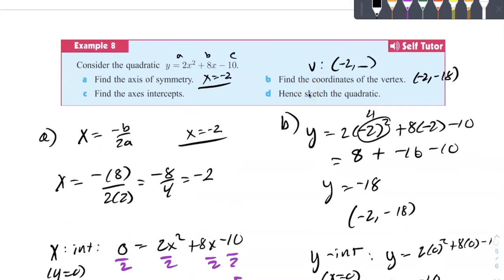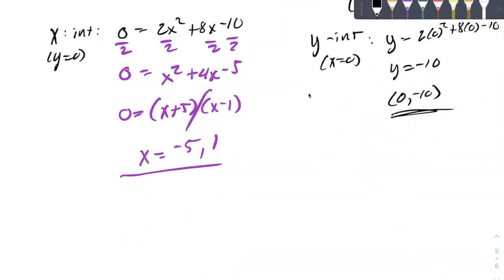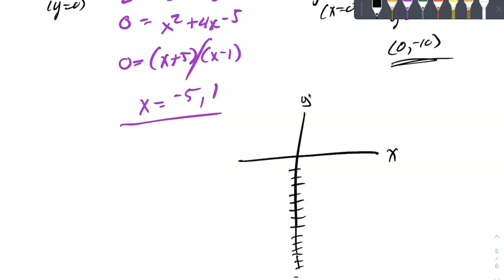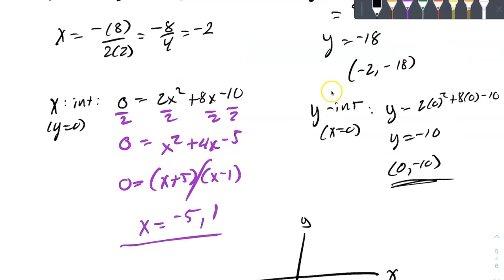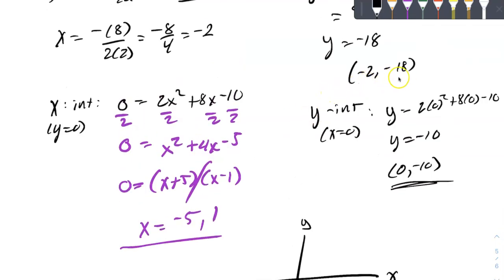And now I want to sketch all this. So let's see, that's x, that's y. 1, 2, 3, 4, 5, 6, 7, 8, 9, 10, 11, 12. Man, I'm all the way down to 16. Something like that. Why did I put a mark on negative 16? My vertex is negative 2 and negative 18. I didn't go far enough.